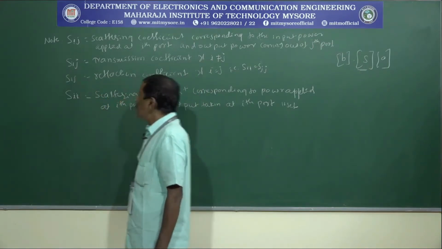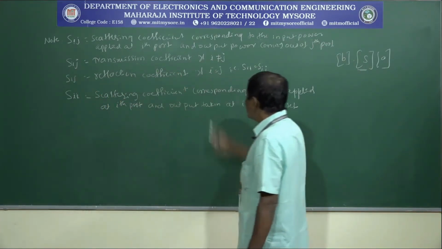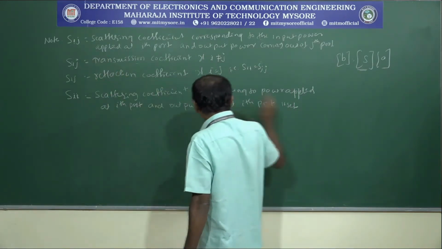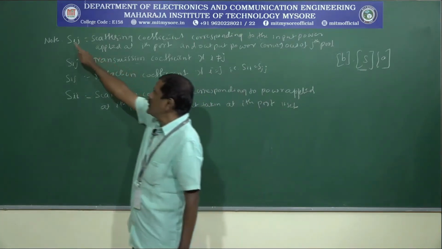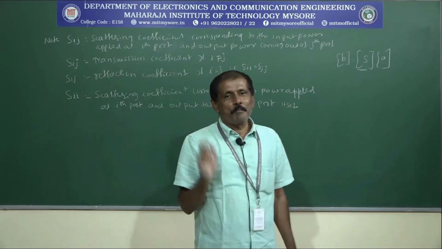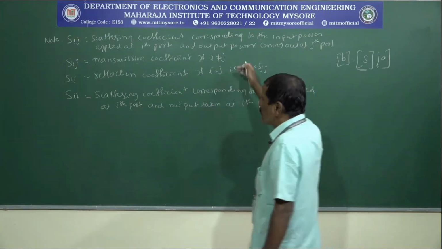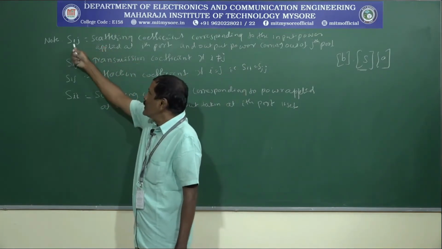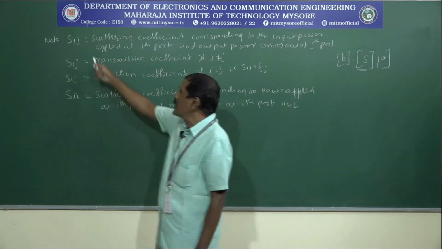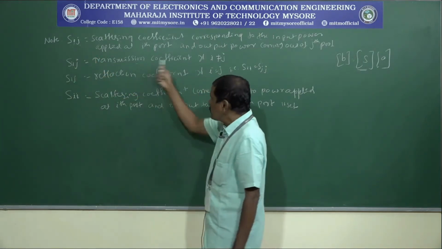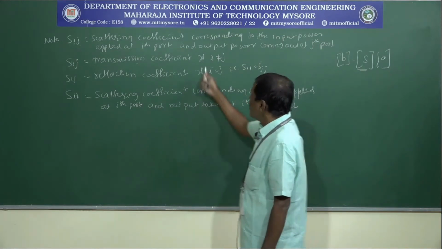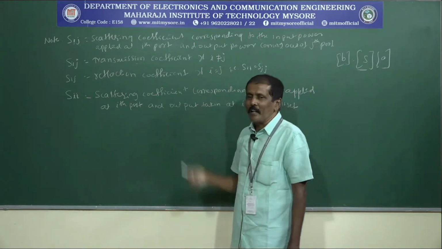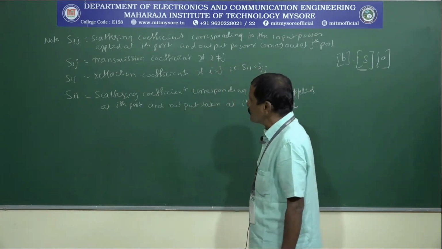Sij equals transmission coefficient if i is not equal to j. So from the same scattering matrix, depending upon whatever the values of i and j are, we are going to get different coefficients. You get the scattering coefficients when you apply the input at the ith port and get the output at the jth port, and you get the transmission coefficients if the values of i and j are not the same, because the input port is something and the output port is something else.